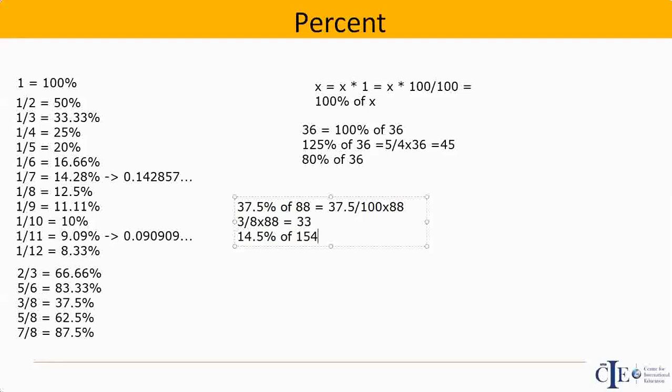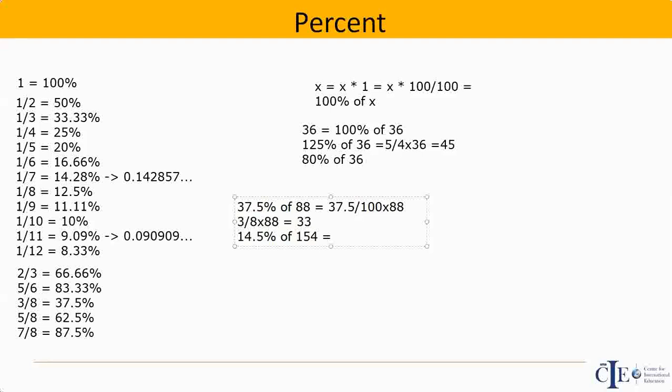14.5% of 154. Now that looks giddy, isn't it? So we see that there's going to be too much calculation. But if you can correlate this to any standard percent value, you can just do the approximation. I'm asked to find what is 14.5%. Now, do you see any corresponding percentage value which is very close to it?